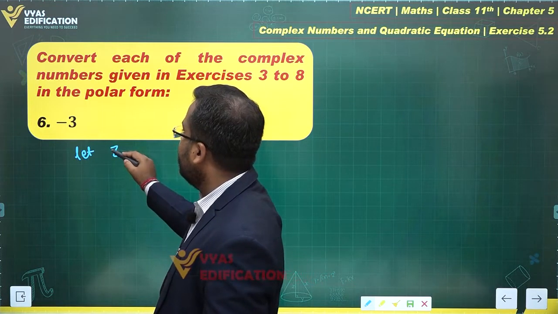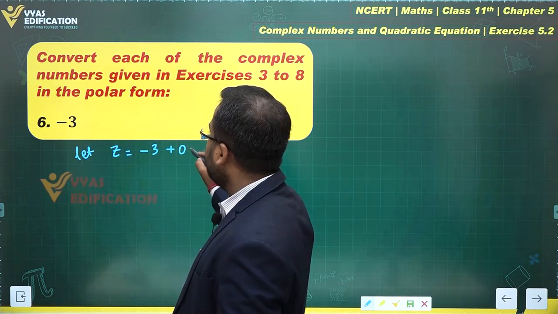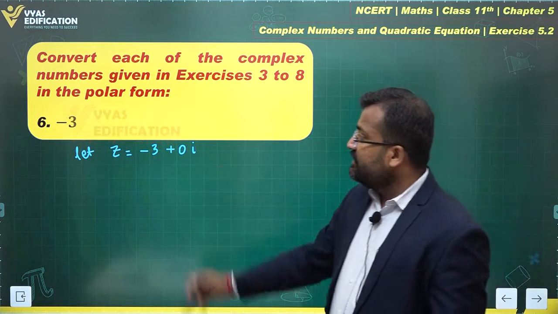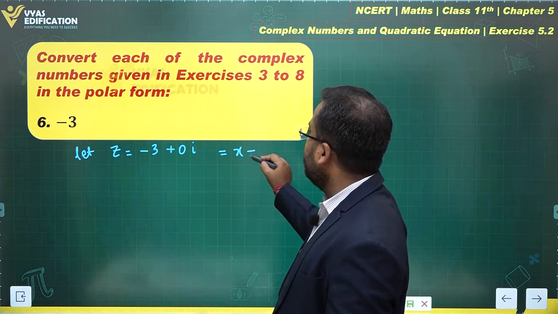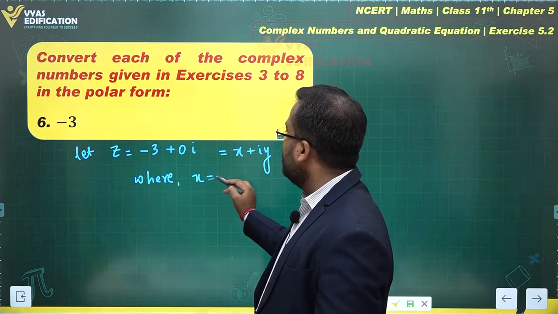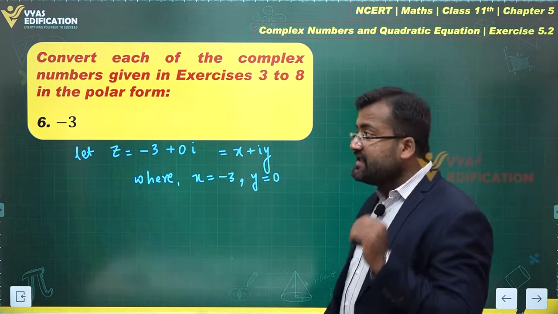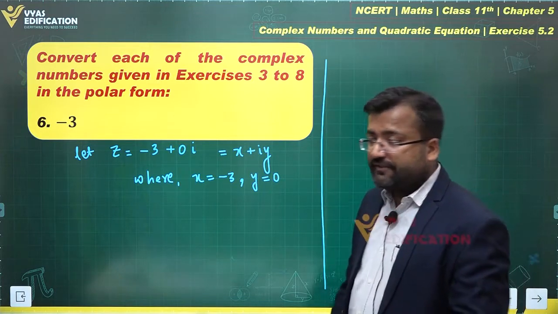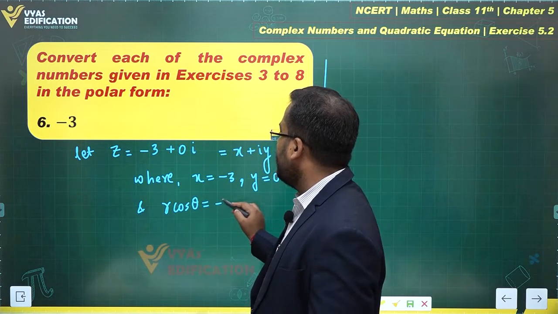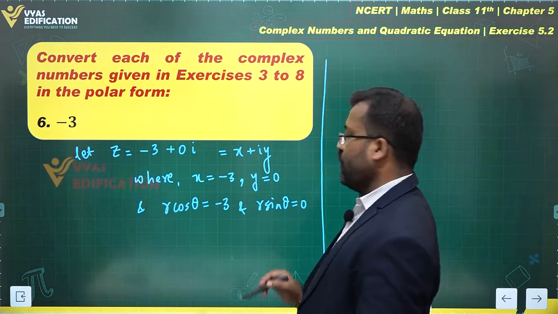Let z equals -3 plus, can I write it as 0i? Is that okay? Yes. We can write it as 0i and consider it as x plus iy, where x equals -3, y equals 0, and with the help of this you can easily find the value of r, where r cos theta equals -3 and r sin theta equals 0.